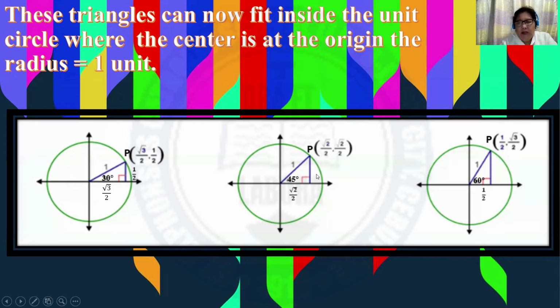For a 45, 45, 90 triangle, this side is equivalent to square root of 2 over 2, and also this side. So it will mean that the coordinates of this point is square root of 2 over 2 for the x coordinate, and also square root of 2 over 2 for the y coordinate. And if the reference angle is 60 degrees, this side now is 1/2, and this side is square root of 3 over 2. So this will mean that the coordinates of this point on the circle represented by P is 1/2 for the x coordinate and square root of 3 over 2 for the y coordinate.